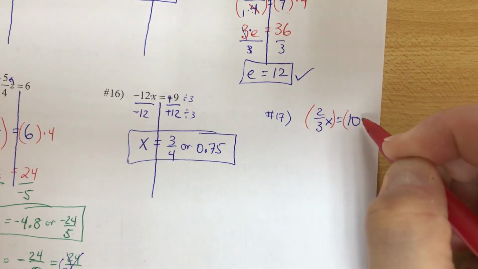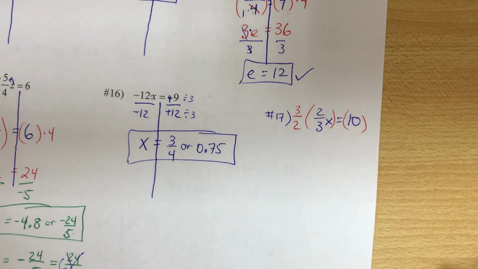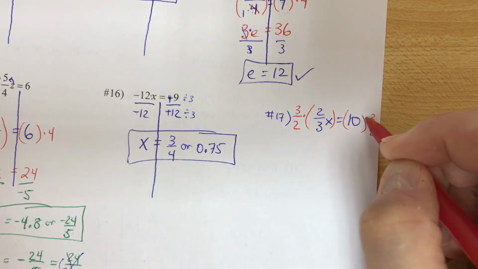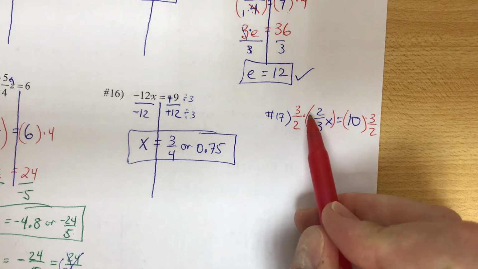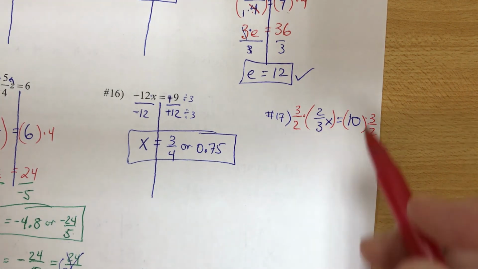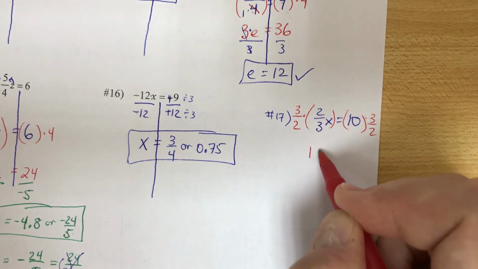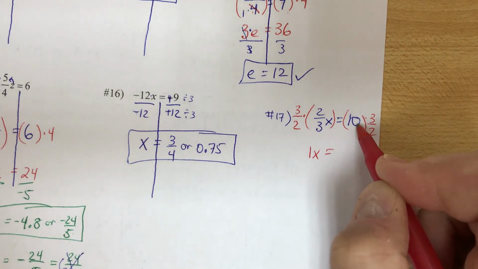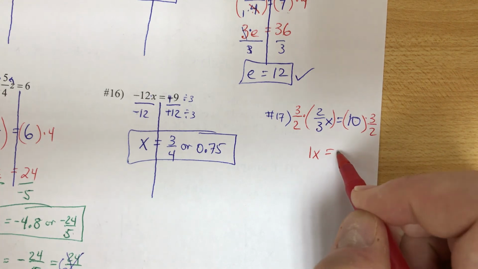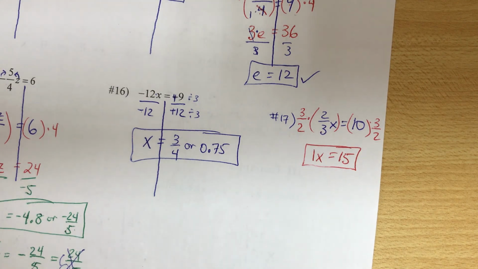However, you can do this in one shot if you multiply by the reciprocal of the fraction. So if I multiply both sides by 3 over 2, here's what happens. 3 over 2 times 2 over 3, that's the multiplicative inverse. That would be 6 over 6, which is 1. That's 1x. And then 10 times 3 over 2, 10 times 3 is 30. 30 divided by 2 is 15. Oh, that's it. That's my answer.